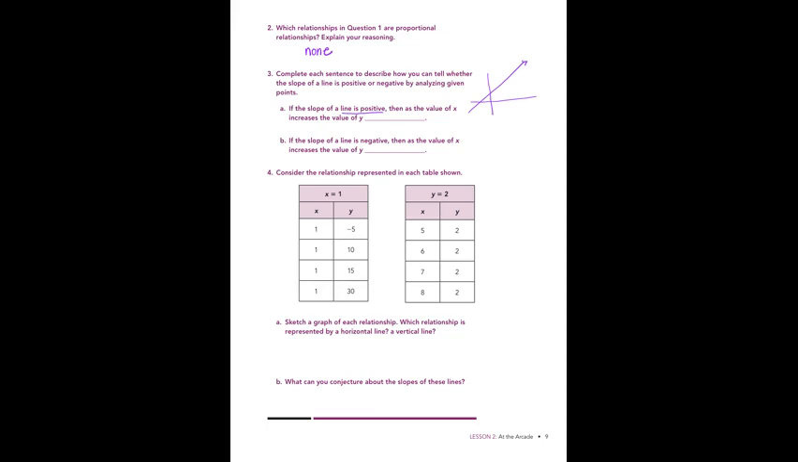Well, we can see that as x is getting bigger as we go farther to the right, y seems to be getting bigger as well. So what you would say, as x increases, y increases as well. If the slope is negative, let's sketch that one. This would be an example of a negative slope, and we can see that as x is getting bigger, y is getting smaller. So we would say as the value of x increases, the value of y decreases.